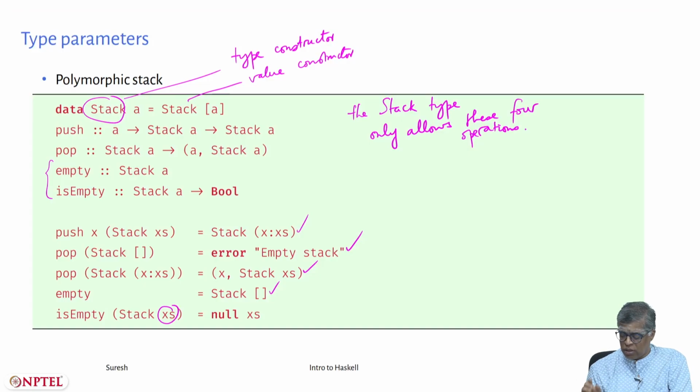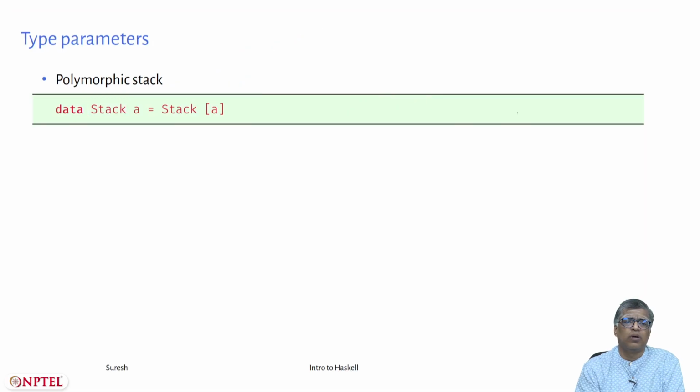Okay. So, that is the nice thing. Otherwise, it is just a list. You are just enforcing that only these 4 operations are possible.